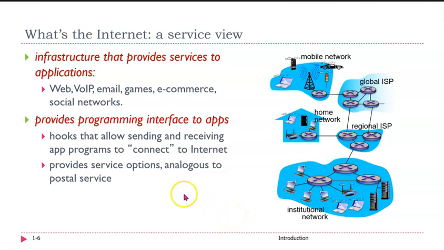So in short, this API, this application programming interface, are hooks that allow sending and receiving application programs to connect to the internet. Okay, and it provides service options that is analogous to postal services. For example, if you want to send a parcel to anyone, just an example, from Malaysia to Iraq using the postal service.